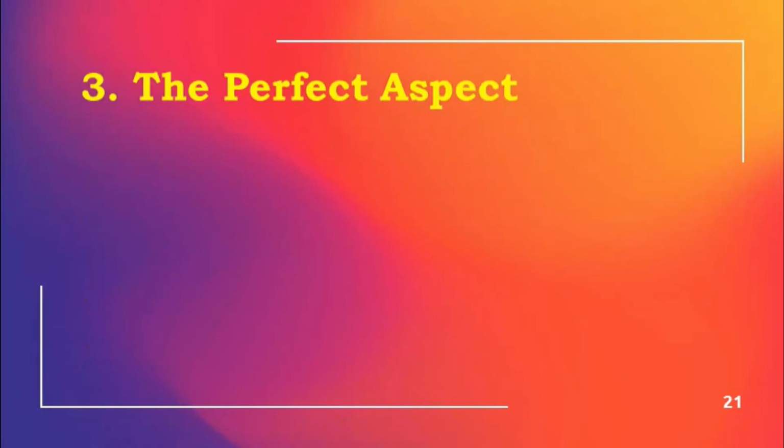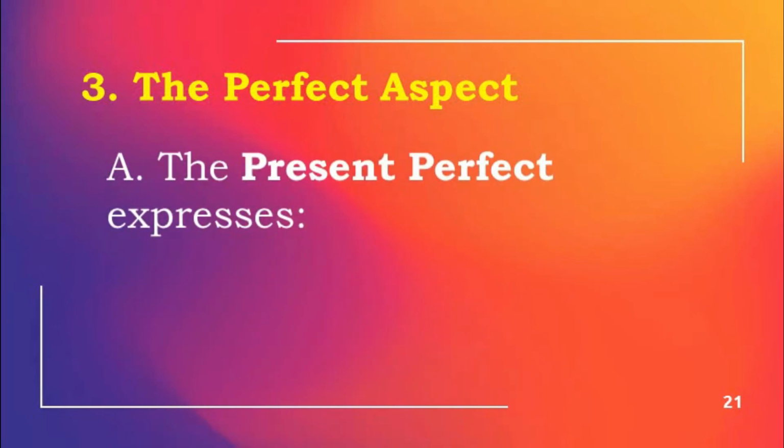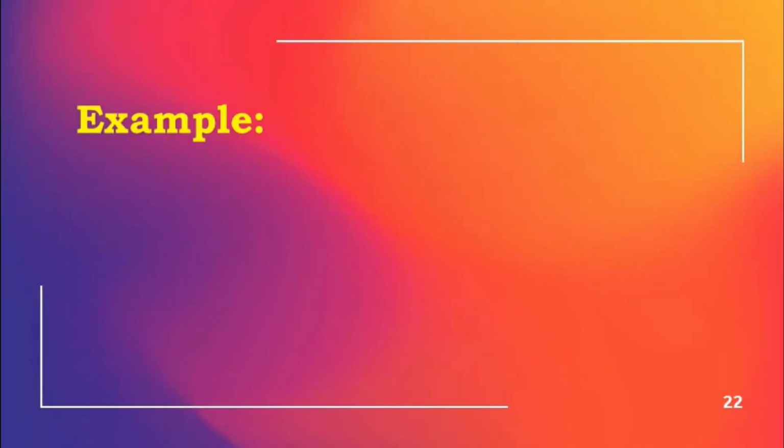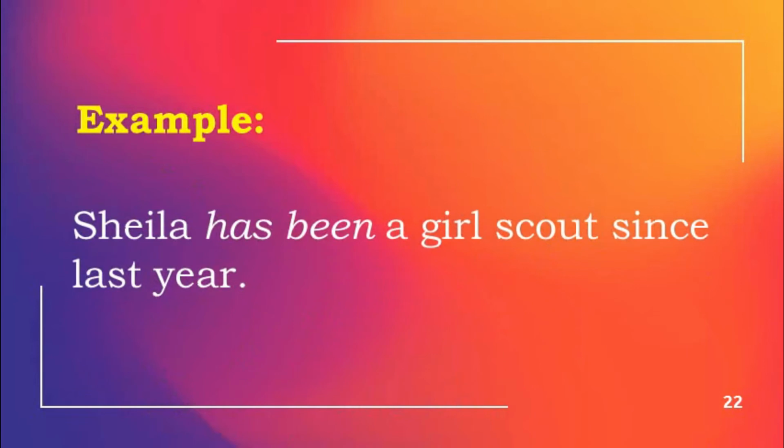Number 3, the perfect aspect. Under perfect aspect, we have the present perfect. Expresses an action that began in the past and continues to the present time. Example: Sheila has been a Girl Scout since last year. Subject, Sheila. So our verb has been.